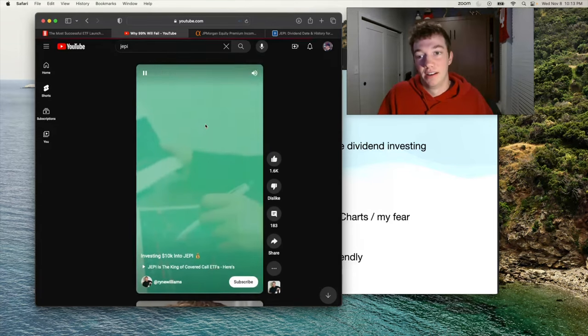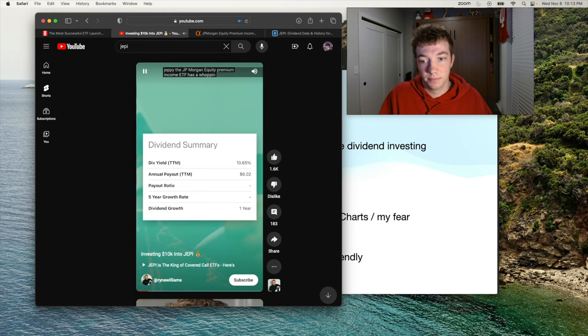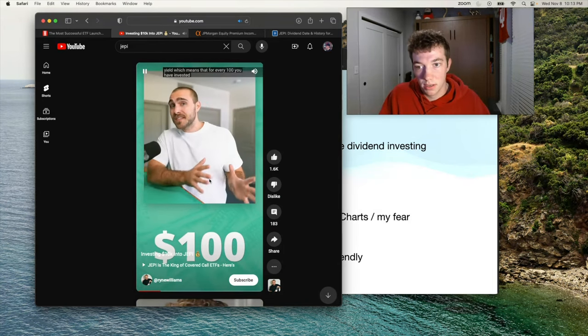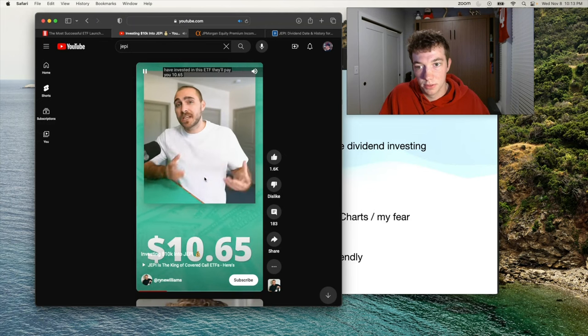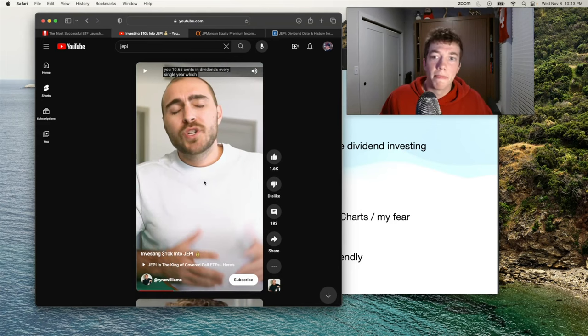What's the most expensive? JEPI, the JP Morgan Equity Premium Income ETF, has a whopping 10.65% dividend yield, which means that for every $100 you have invested in this ETF, they'll pay you $10.65 in dividends every single year. They'll pay you $10.65 in dividends every single year.